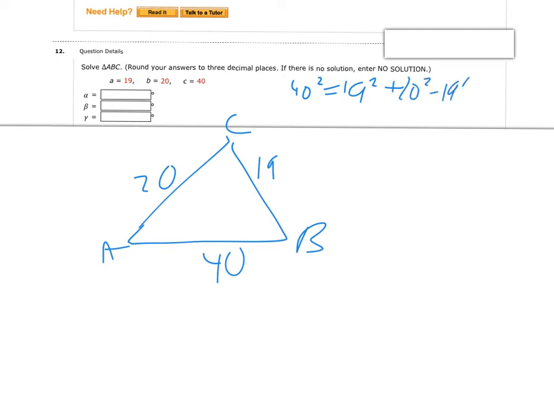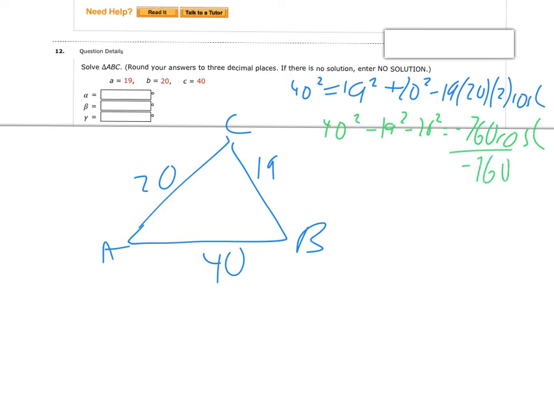Minus 19 times 20. Oh, I forgot the 2, but I'll just multiply that right there. And then cosine of big C. Okay, so now we'll move stuff around. So I got 40 squared minus 19 squared minus 20 squared equals, let's see, 40 times 19 is just -760 cosine of big C. And then we'll divide by -760. All right, and then we'll take a cosine inverse of all of that with, of course, our extra parentheses right here for calculator use.